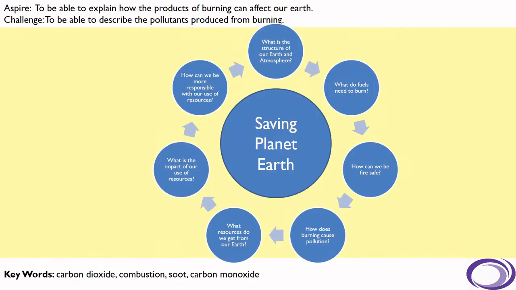This lesson is one of the lessons in our Saving Planet Earth topic. Previously in this topic we have looked at the structure of the Earth and atmosphere, what fuels need to burn and how we can become more fire safe. In today's lesson we will be looking at how burning causes pollution.